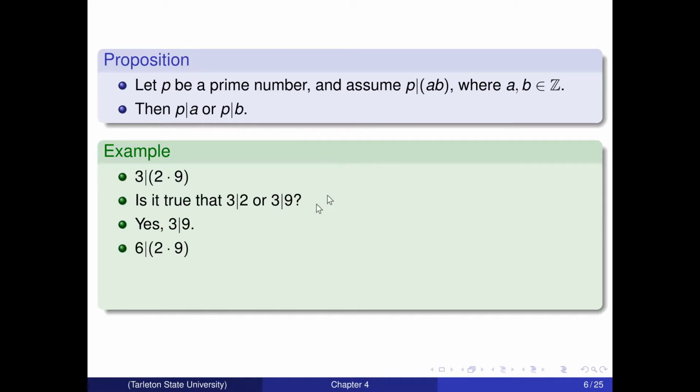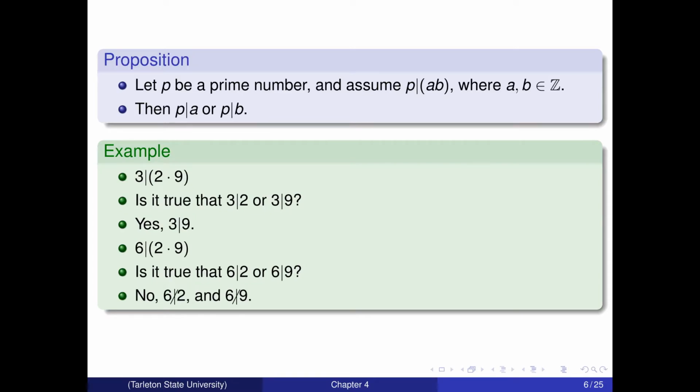But if we have a composite number dividing a product, like here 6 divides 2 times 9, which again is true because 2 times 9 is 18, does it necessarily follow that 6 divides 2 or 6 divides 9? And of course, the answer to that is no. That doesn't work. So the property given in this proposition does work for prime numbers. It does not work for an arbitrary integer p.